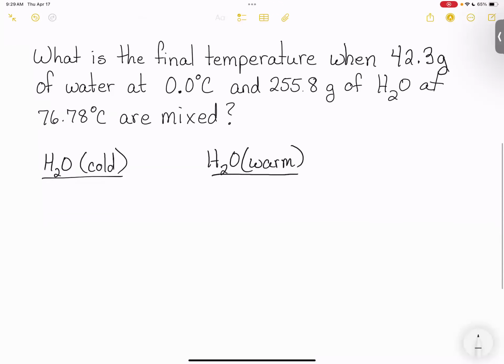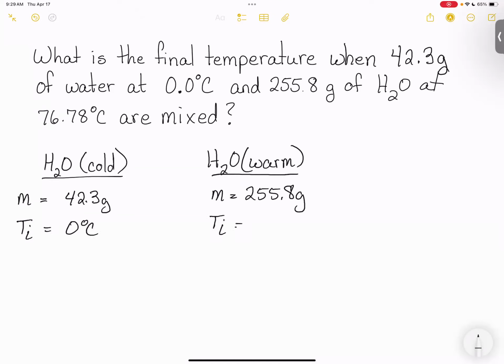Now, going through this, we were told that the mass of the cold water was equal to 42.3 grams, and the mass of the warm water was equal to 255.8 grams. We were told that the initial temperature of the cold water was 0 degrees Celsius, and the initial temperature of the warm water was 76.78 degrees Celsius. We have been asked to figure out the final temperature.